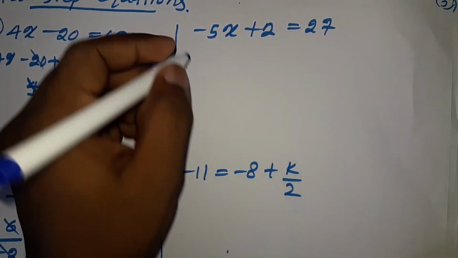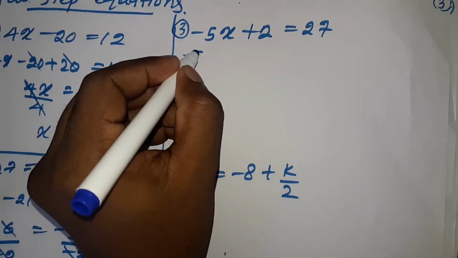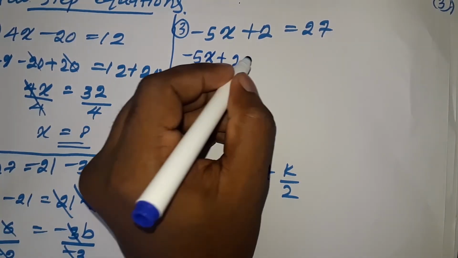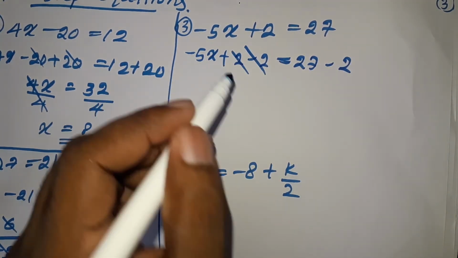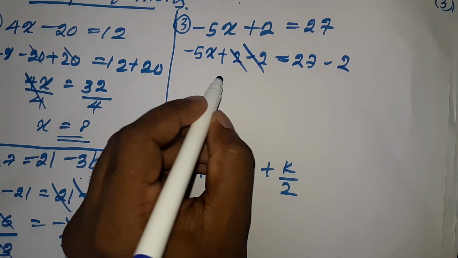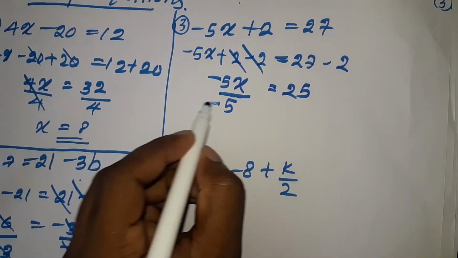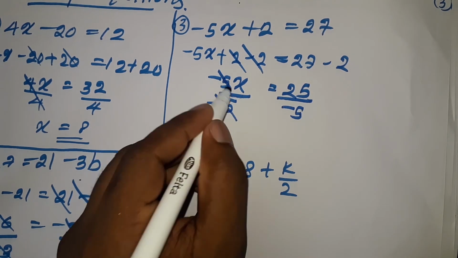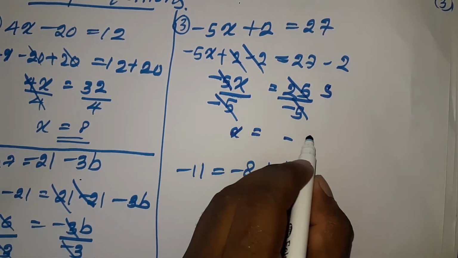In the third equation, we have minus 5x plus 2 equals 27. First of all, I will remove 2 from both sides and then the minus 5. So minus 5x plus 2 minus 2 equals 27 minus 2. These two will get cancelled out. Minus 5x equals 25. Dividing both sides by minus 5, leaving x equals minus 5.